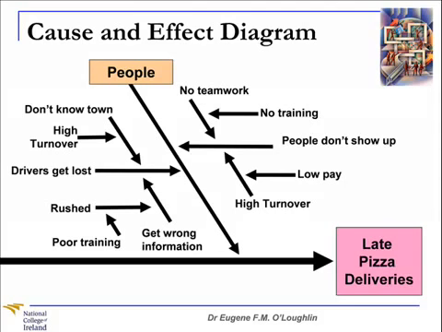Under the drivers get lost category, you can see we have two possible main causes here. They don't know the town, or they get wrong information, and each of those in turn has a possible cause. For example, they don't know the town. It could well be because of the high turnover in staff, so we put that down there. When we get the wrong information, it could well be because they're busy, their orders are being rushed, and because it's being rushed, poor training might well be a reason why people are not able to handle orders in busy periods. So we can fill out our cause and effect diagram for each category like this.